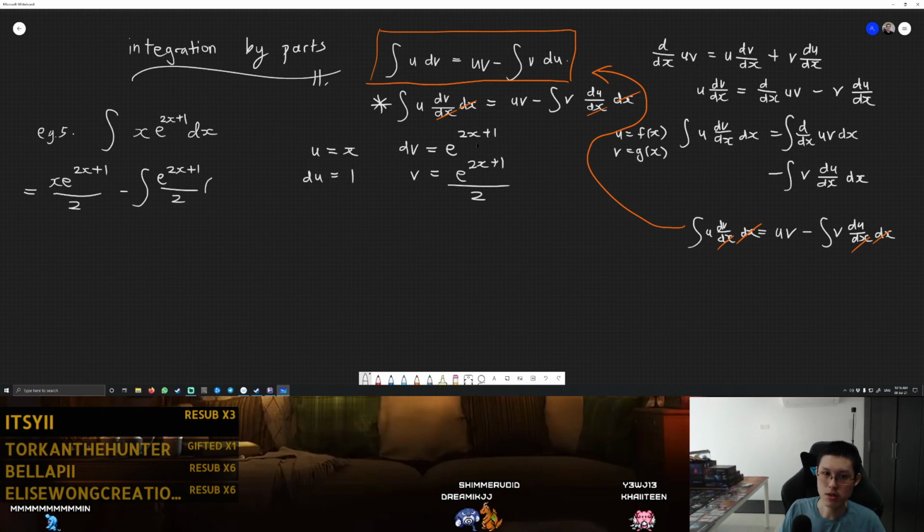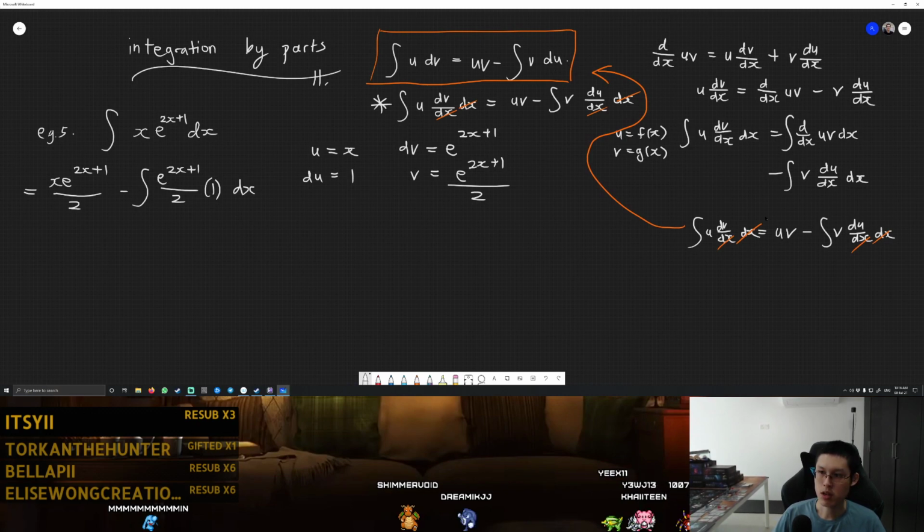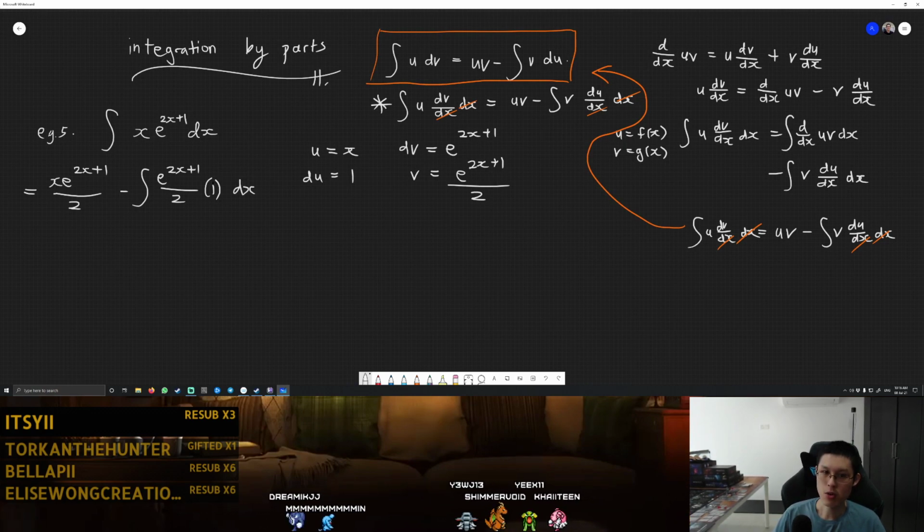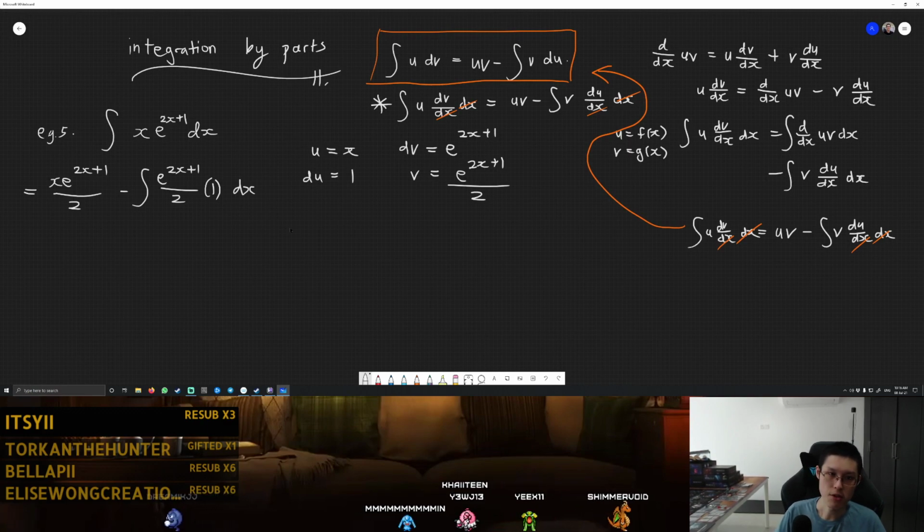du is 1, so times 1, and then dx. So remember to write the dx here, even though the formula here has omitted the dx, but it's omitted only because we have done this cancellation here. But technically what's happening is you have to still write the dx. You should always write dx at the end of the integral, otherwise it doesn't mean anything. And you might lose marks because of that.